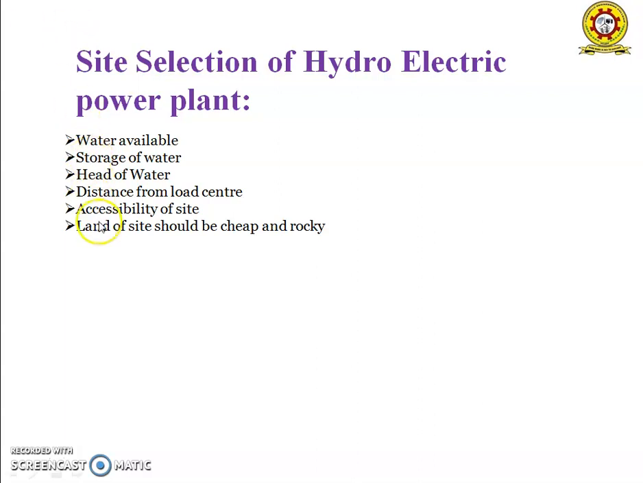And next one is the accessibility of the site. The site selected should have rail and road transportation facilities. And next, the land of the site should be cheap and rocky. The ideal site will be one where the dam will have the largest catchment area to store the water at a high head and will be economical in construction.